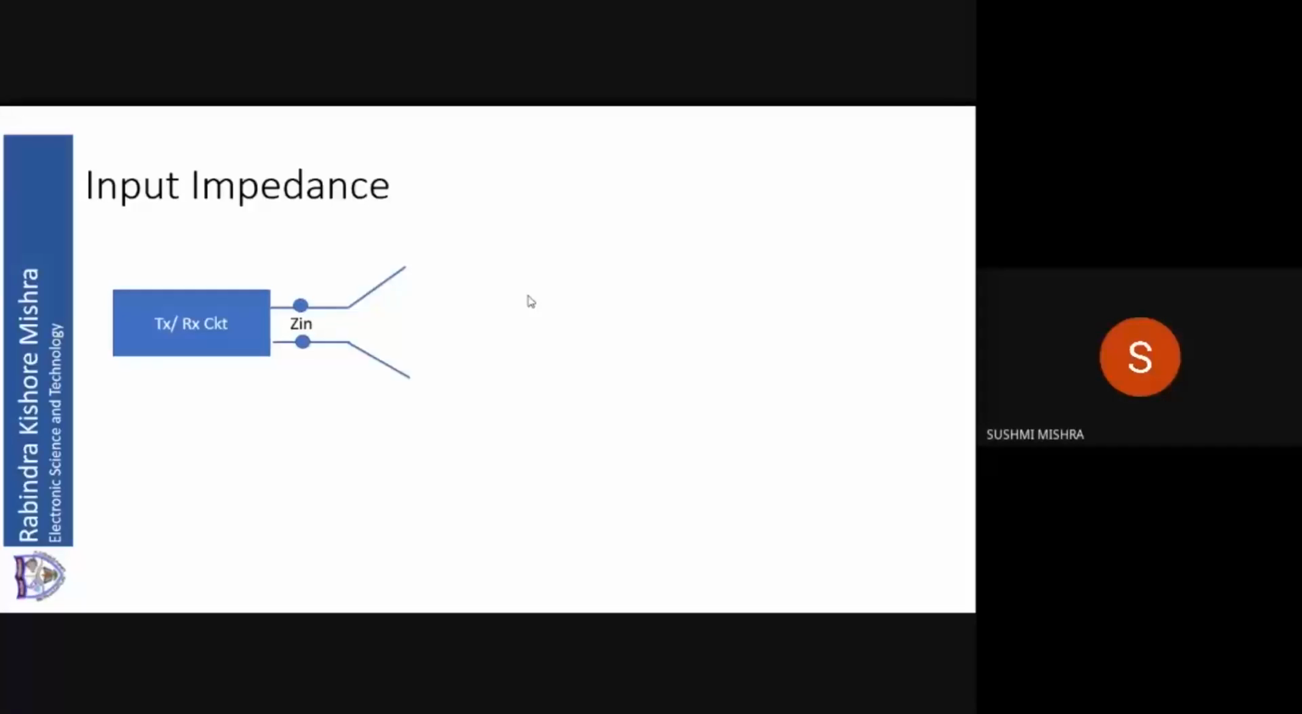Now, let us discuss what is input impedance of an antenna. Now, what does the antenna do? It radiates power, which means we are feeding some power to the antenna from a transmitting circuit, or we are getting some power from the antenna in a receiving circuit.